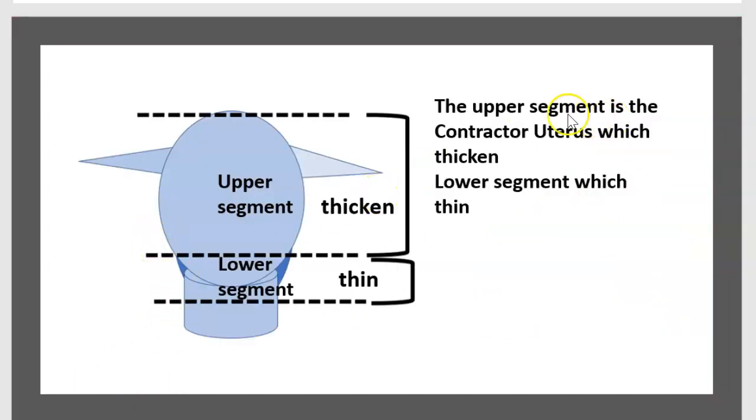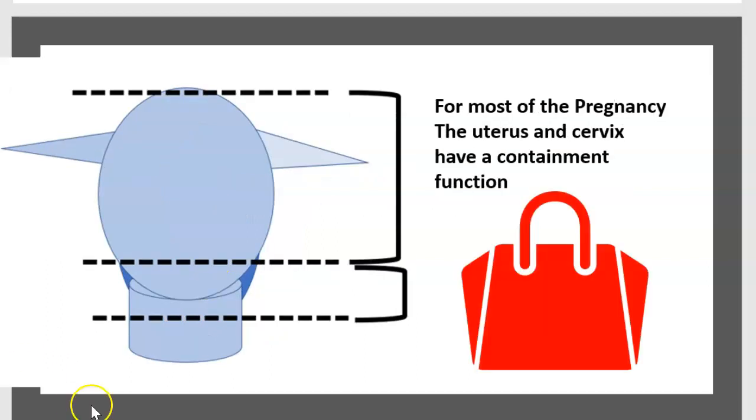The upper segment is the contractile uterine, which thickens. The lower segment is thin. For most of the pregnancy, the uterus and cervix have a containment function.